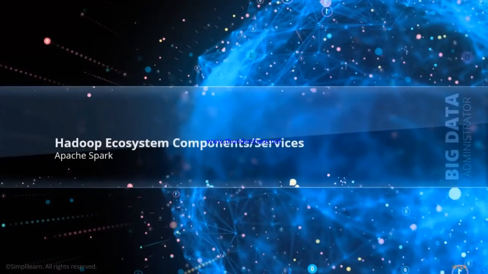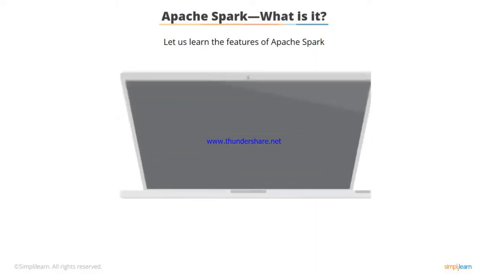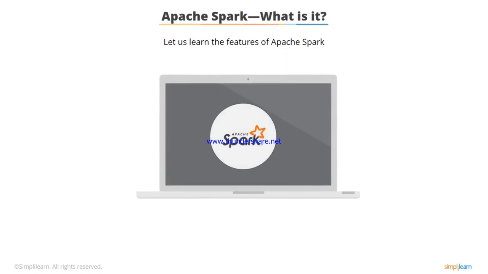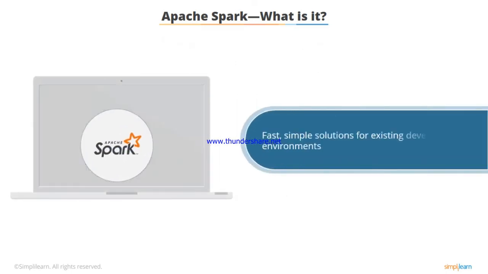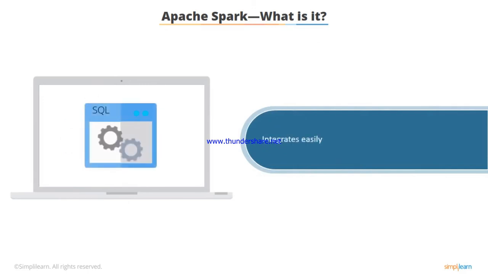In this topic, we will learn about Apache Spark and its architecture. Apache Spark is an engine for large-scale data processing. It is an important product from the Apache Software Foundation. Its features are: it provides fast, simple solutions for existing development environments and storage systems. It integrates easily with existing applications. It supports programming languages such as Java, Python, Scala, SQL, and R.